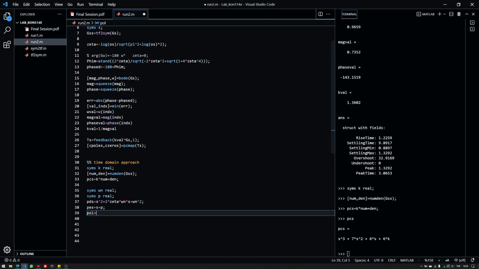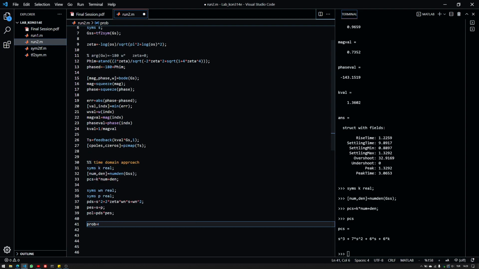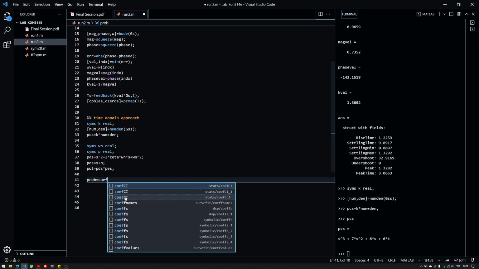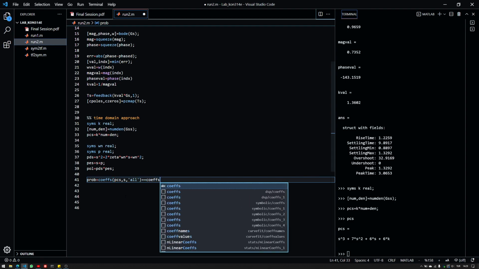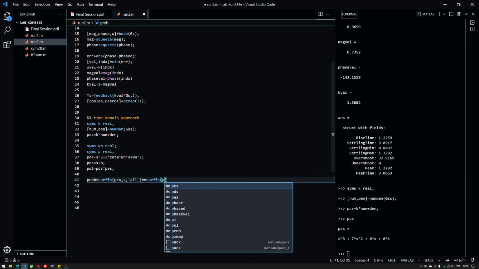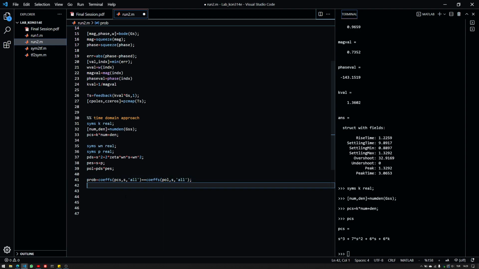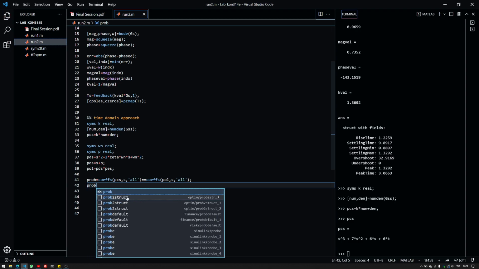So what you should do is plug in the zeta value and then take this polynomial and multiply it with this. So let's have PDS times PES. And the problem that we want to address here is to equate the coefficients. So we have PCS, and all the coefficients of PCS should be equal to the coefficients of the whole polynomial. Now let's see what the problem looks like.